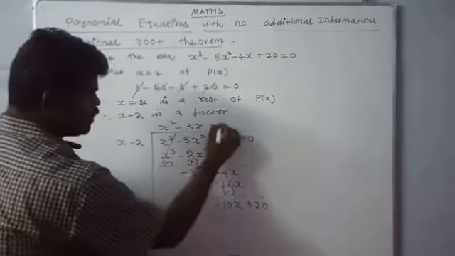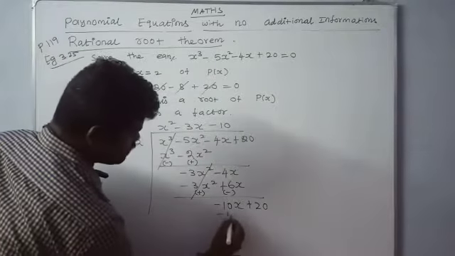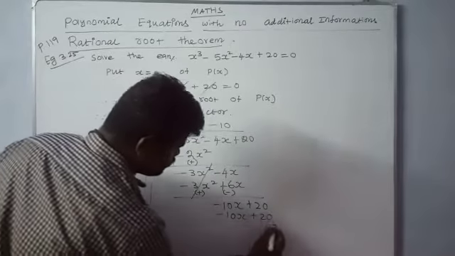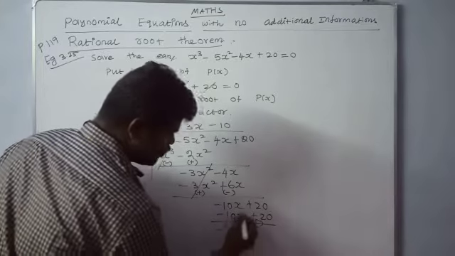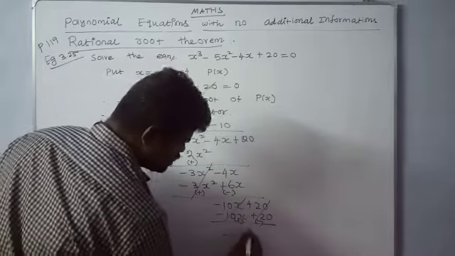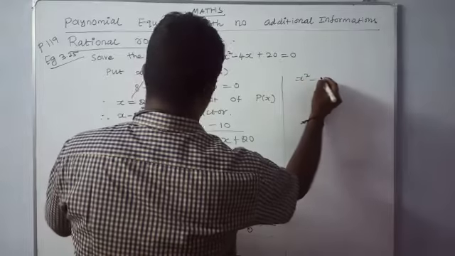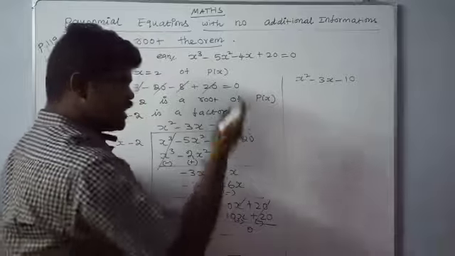Here we need minus 10. What is the value? Minus 10x, and minus into minus gives plus 20. Both terms cancel, and the remainder is 0. Therefore, the other factor is x squared minus 3x minus 10.